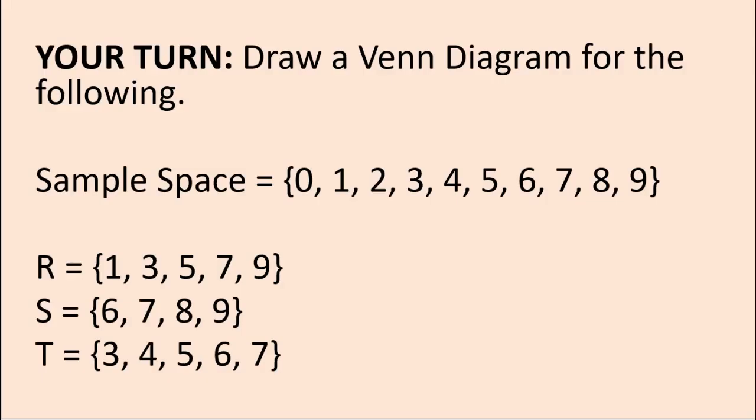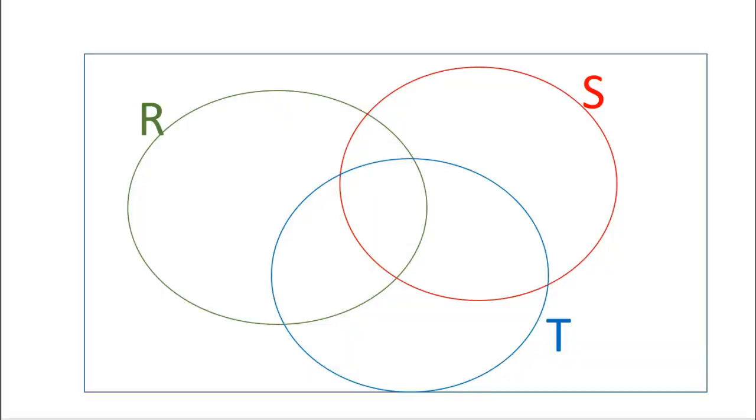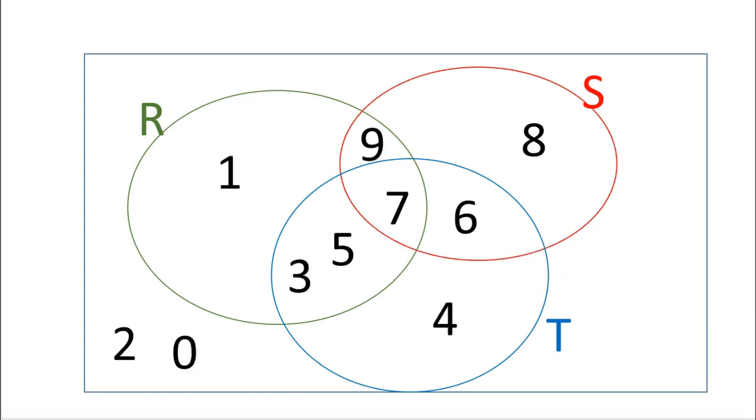Consider this example. Now we have three different events in the sample space. Pause the video and see if you can draw this Venn diagram, and when you come back, we'll look at the answer. For this example, you should have drawn your rectangle and 3 circles with overlap, and then filled in the numbers as so.